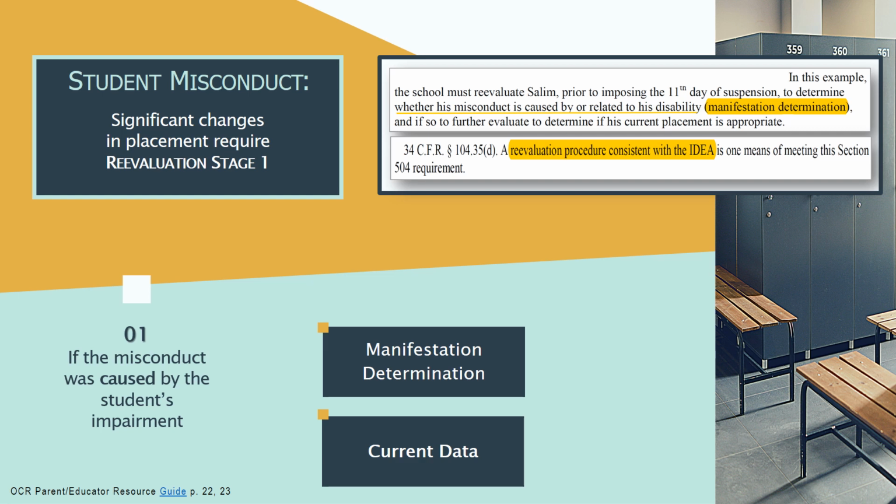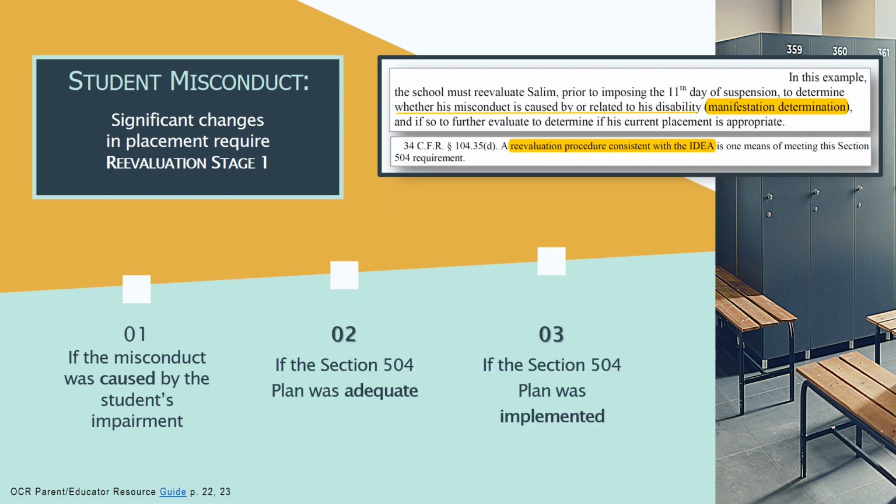The Section 504 team should consider all of the student's impairments and disabilities, including those that have not yet been identified by the Section 504 team. An additional question for teams to consider during this review is, was the conduct in question a direct result of the failure to develop or implement an adequate Section 504 plan?